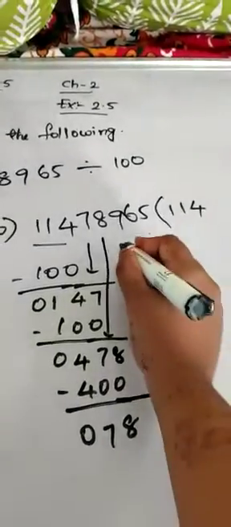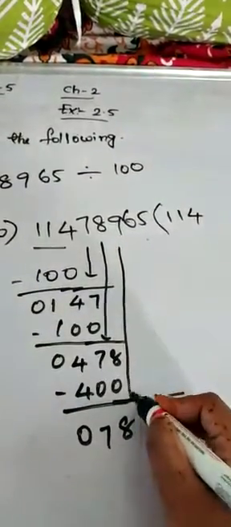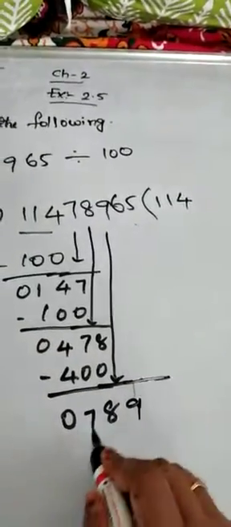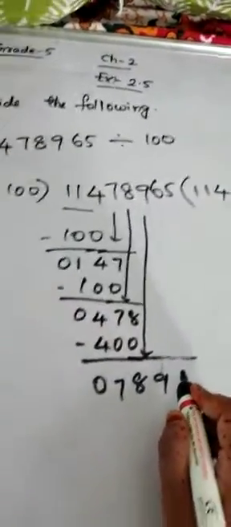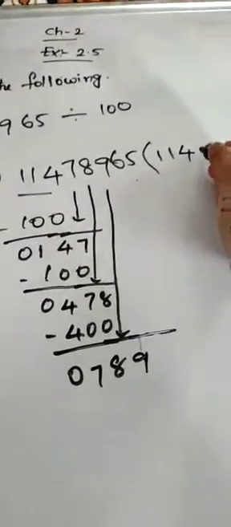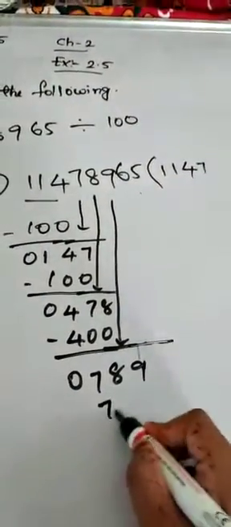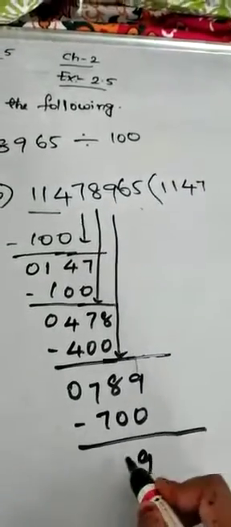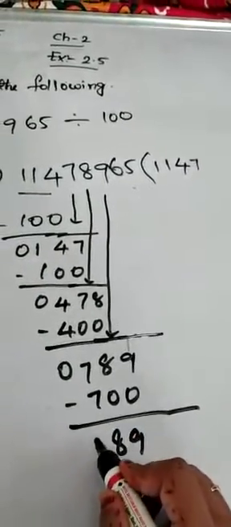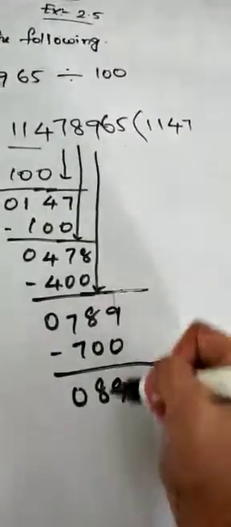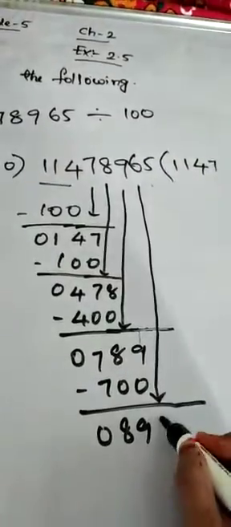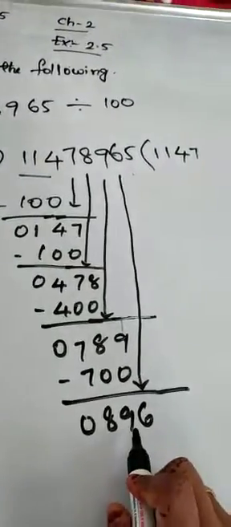Next number is 9. So this is 789. 789 means 100 sevens are 700. 9 minus 0 is 9, 8 minus 0 is 8, 7 minus 7 is 0. So this will be 89. So next number what we have to take? 6. So this is 896.